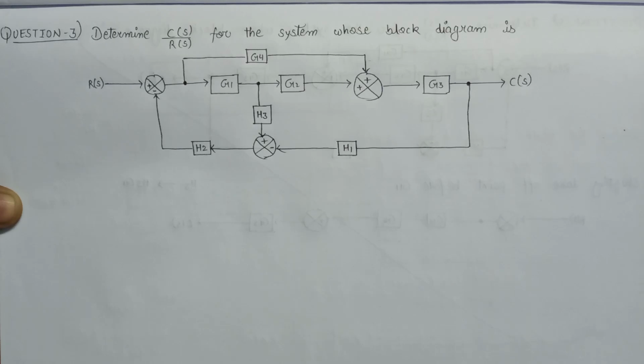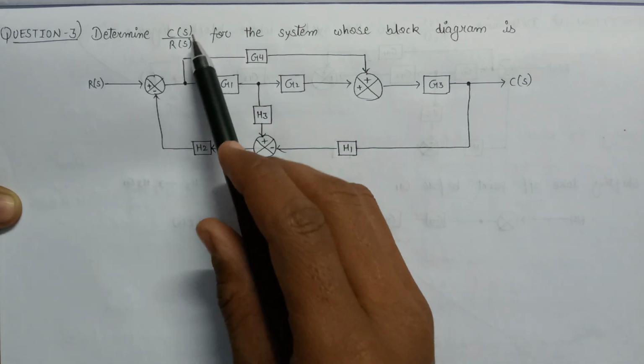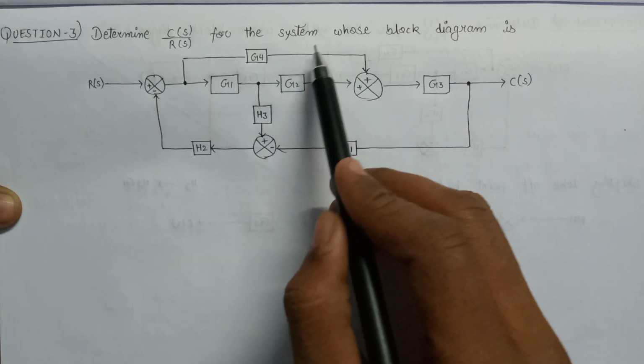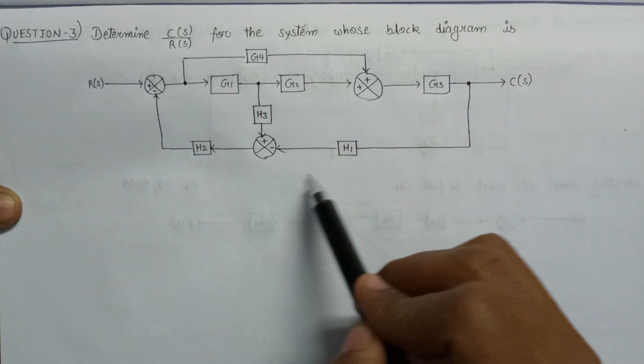Welcome all. In this lecture, we are going to solve a question based on block diagram reduction technique. In this question, we just need to determine C of S over R of S for the system whose block diagram is given like this.